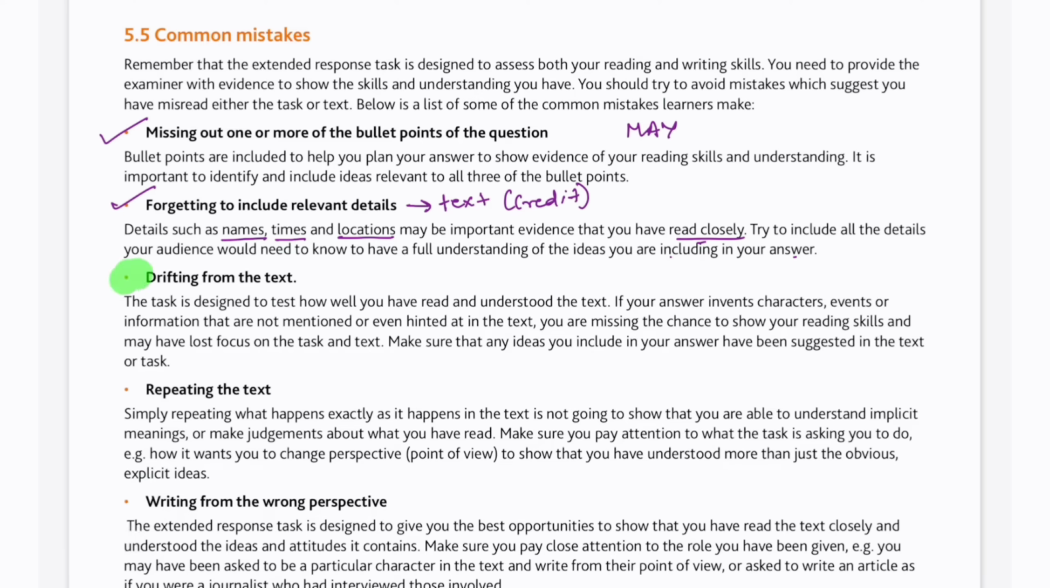The third important point is drifting from the text. The task is designed to test how well you have read and understood the text. If your answer invents characters, events, or information that are not mentioned or even hinted at in the text, you are missing the chance to show your reading skills and may have lost focus on the task and the text. Make sure that any ideas you include in your answer have been suggested in the text or task. I hope I'm clear until here.